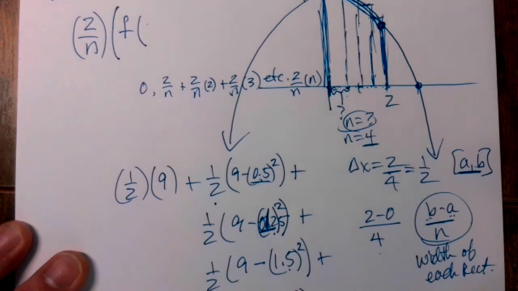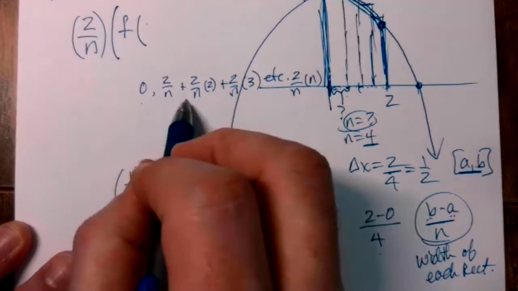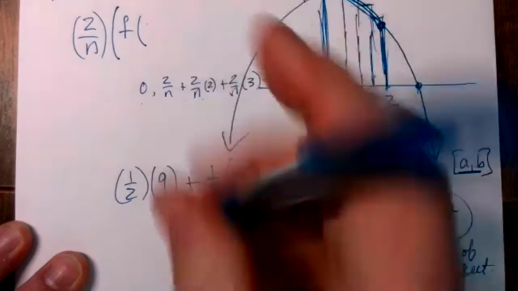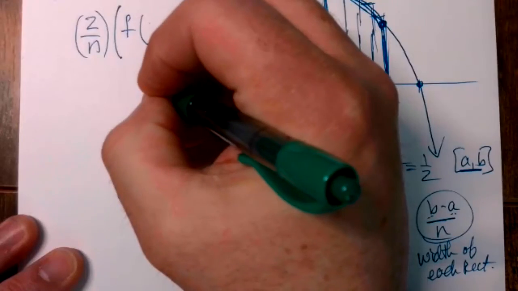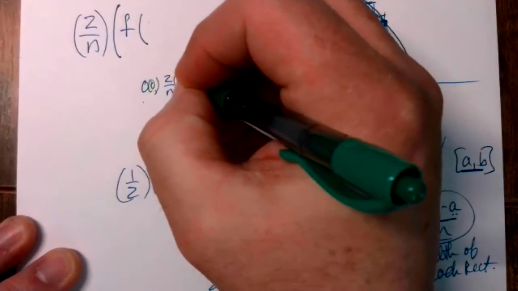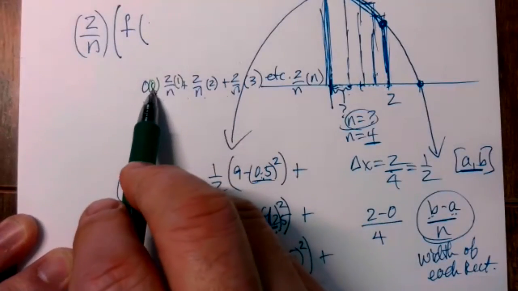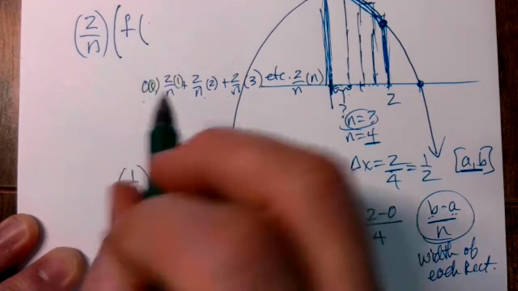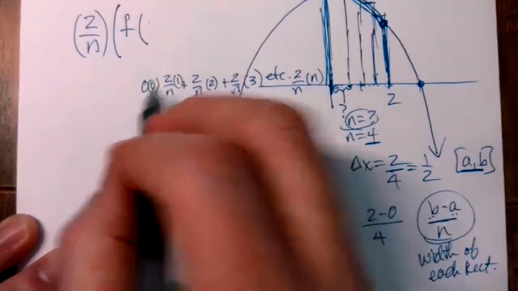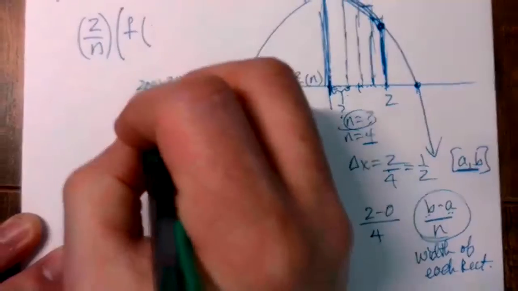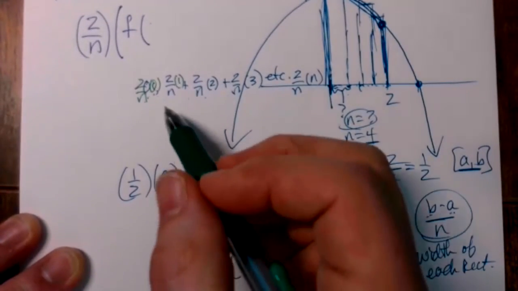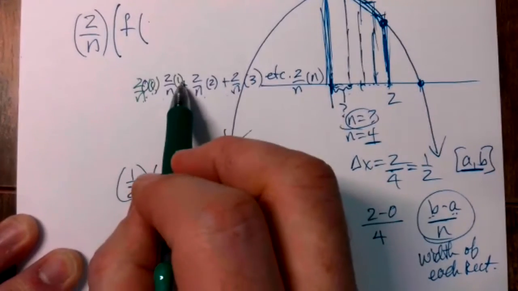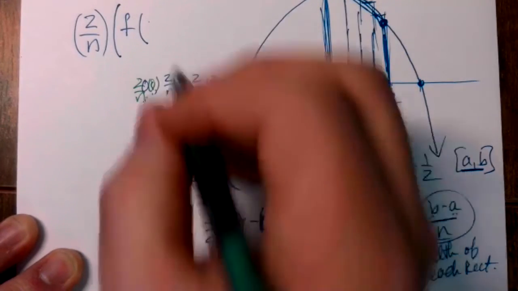I know this is feeling a little disorganized. I apologize. So these are the x values. Notice how this part is going up by ones. I started with 0. I could have made this 2 over n times 0 there. That makes more sense. So 2 over n times 0 plus 2 over n times 1, 2 over n times 2, 2 over n times 3. These are just the x values.